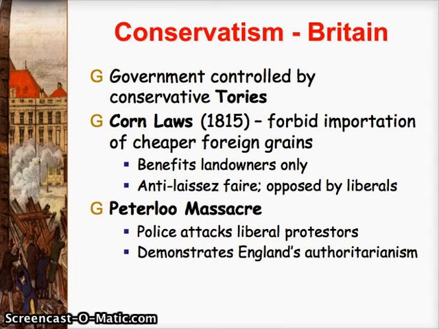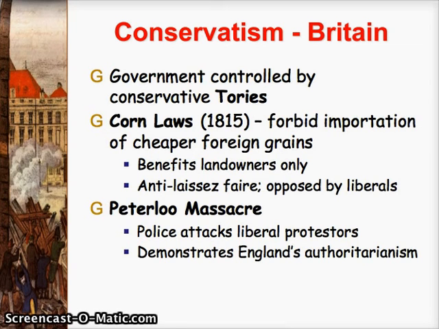So one major conservative measure was the Corn Laws. They're passed in 1815, and what they're doing is preventing Britain from importing grains from outside of England, right? And this is important because in many circumstances, grains were cheaper in countries outside of England. So ultimately, many citizens were upset with this because they saw it as a restriction to the laissez-faire economy that was advocated by many liberals.